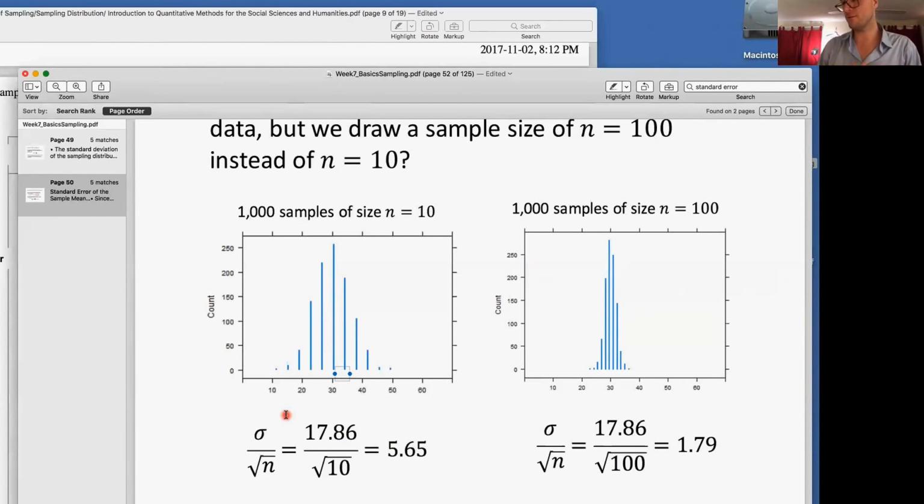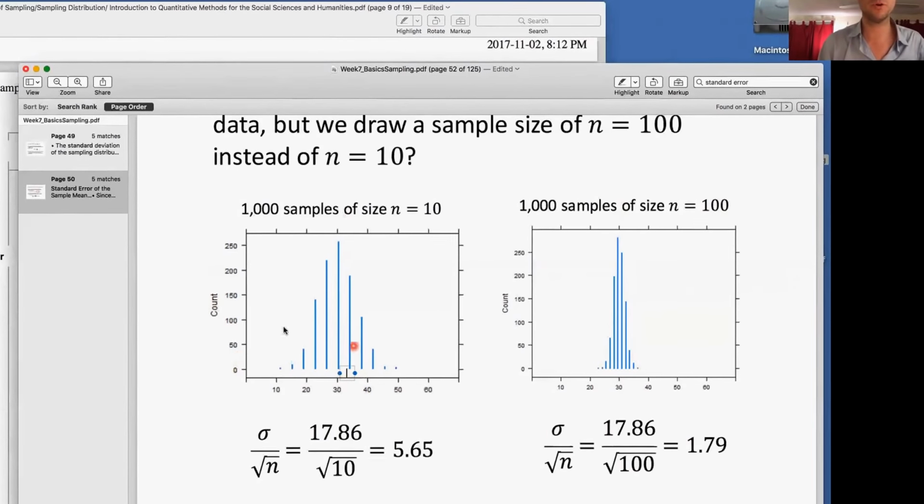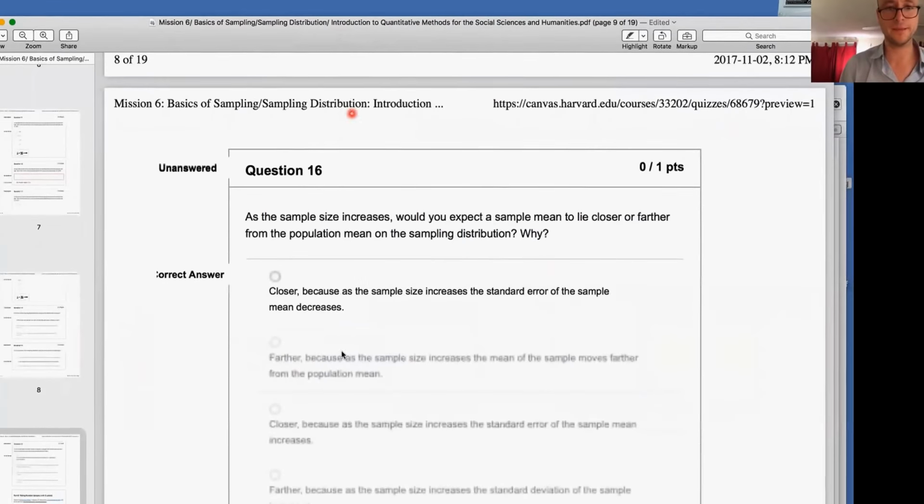To use the metaphor of signal and noise, there's going to be more signal with the larger n of 100. There's still going to be some noise, and still a signal with a sample size of 10, but there's going to be more noise. So there'll be more noise to signal. Okay, that's question 16.